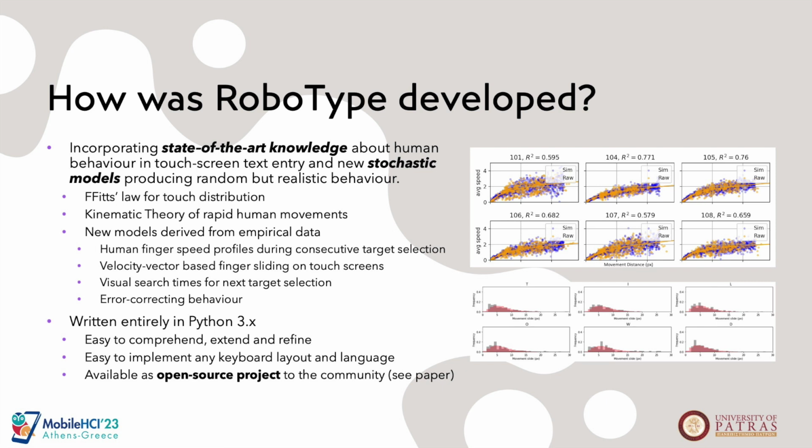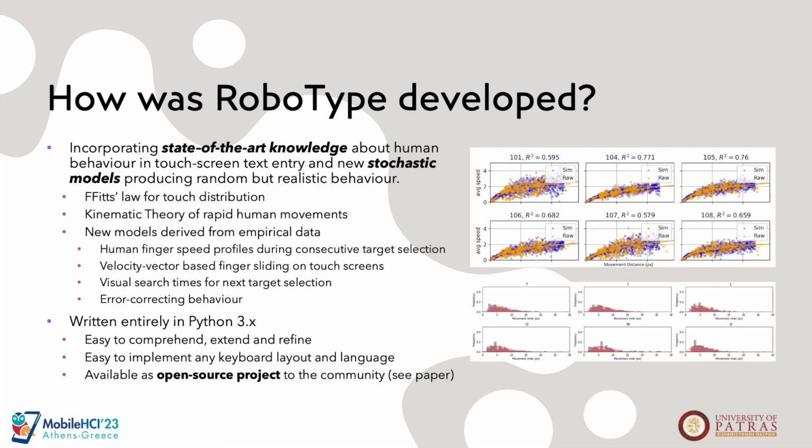These models are used to stochastically estimate human finger speed profiles during consecutive target selection, to calculate finger sliding upon taps based on finger velocity vectors, to factor in visual search times between target selections and to produce error-correcting behaviors, such as immediate detection and correction of input errors. Output from these models is random, following predetermined distributions.